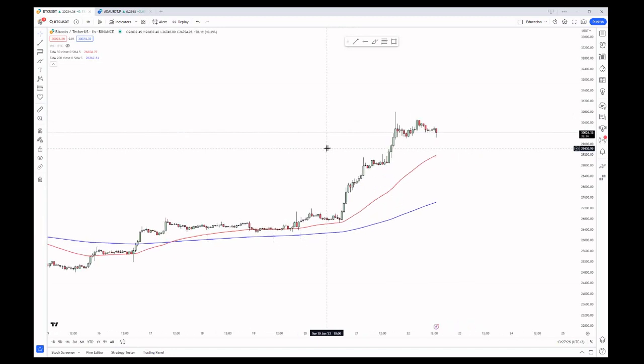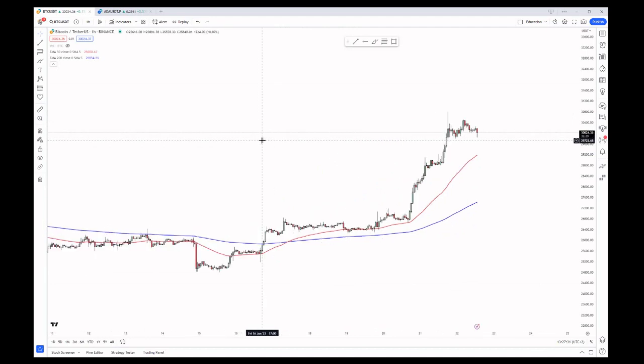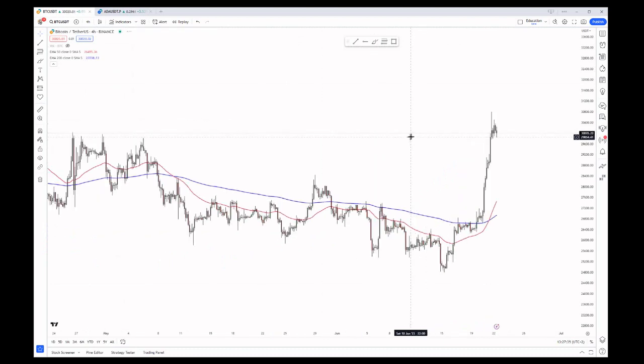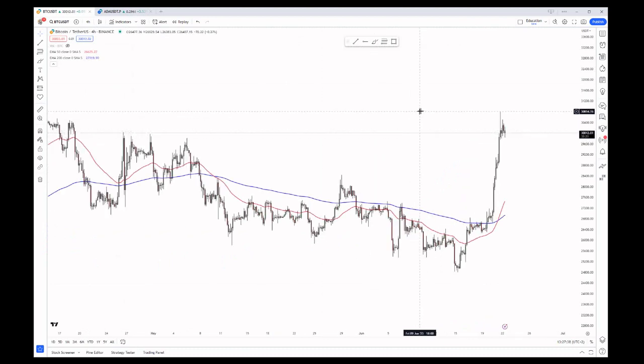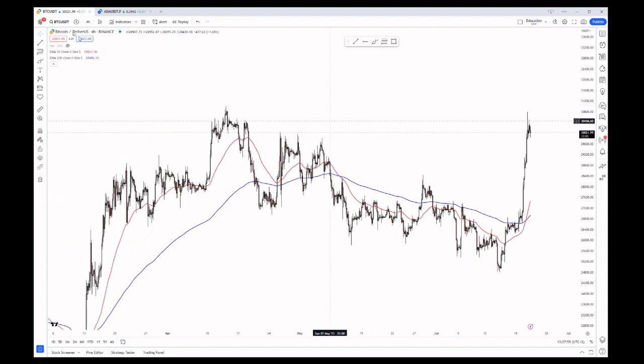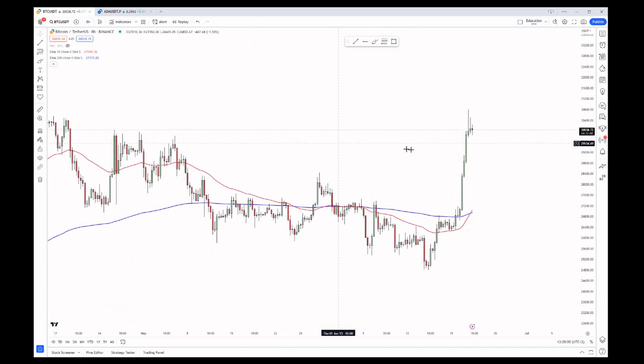So how do you find support and resistance on charts? If you zoom out on a chart, you have to look for areas or wicks, places where price has been before, or where price has been a lot and didn't go through. So let's see here. This is a bit zoomed out. I will zoom out further, it makes it easier to look at.